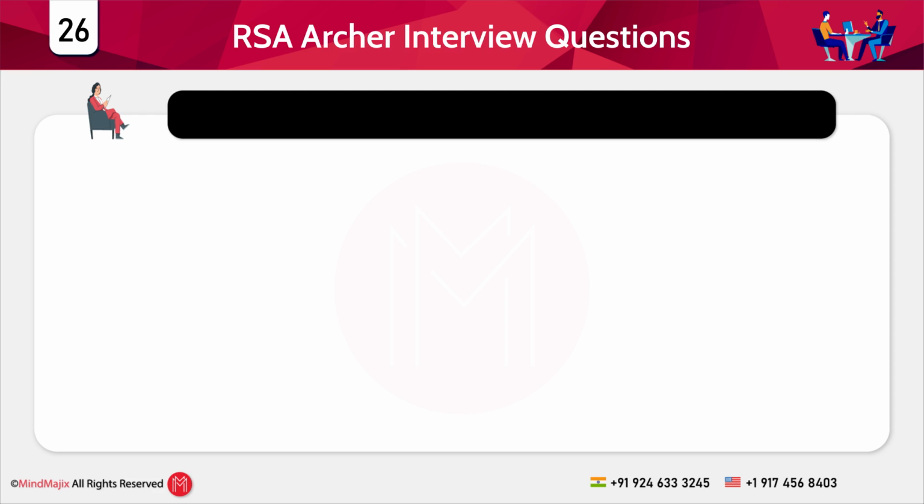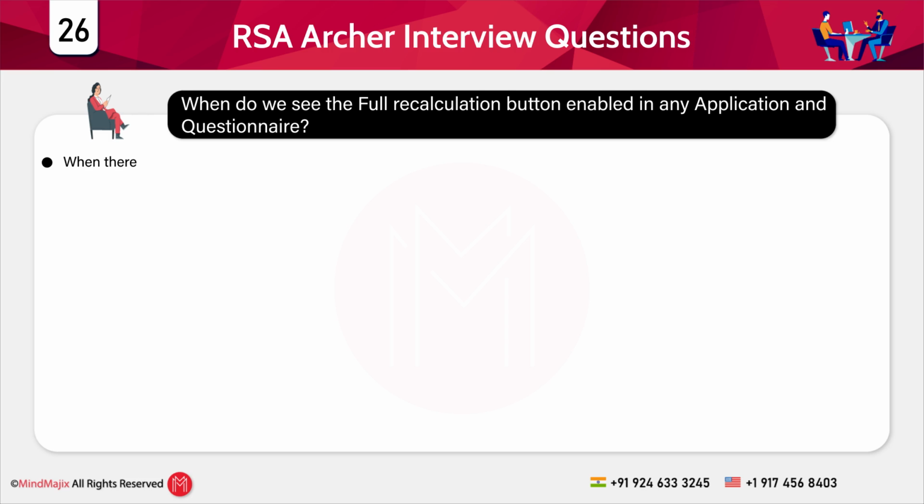Now, question 26. When do we see the full recalculation button enabled in any application and questionnaire? In the calculations tab, you have this option as full recalculation. You'll only get to see this option when there is today or now functions used in any of the calculations. Then only that is enabled, otherwise it's grayed out.